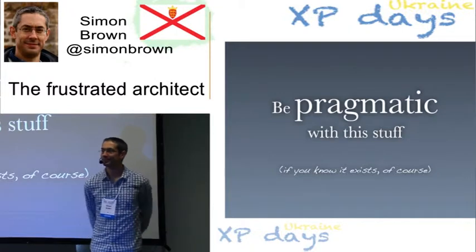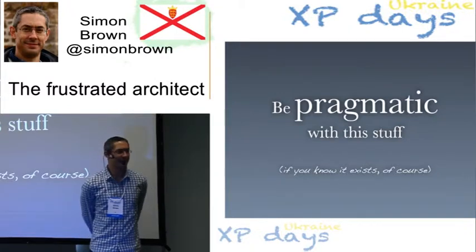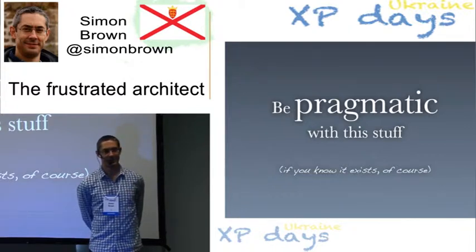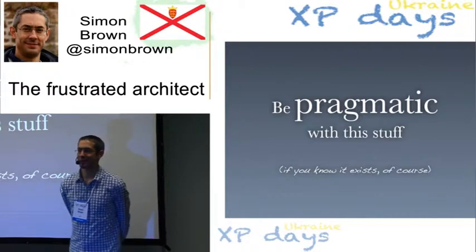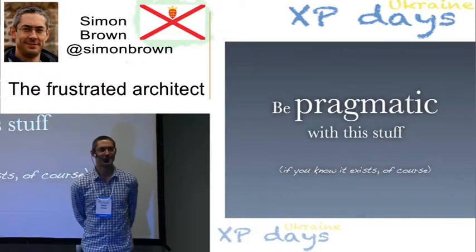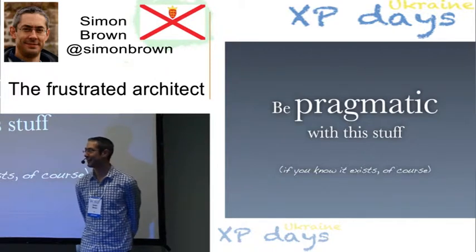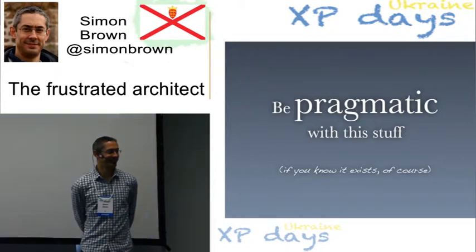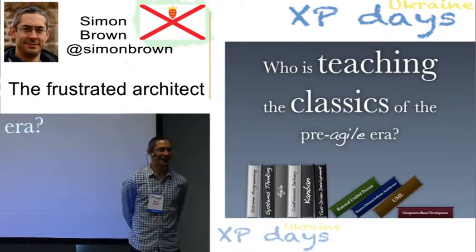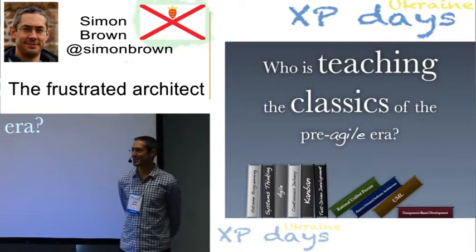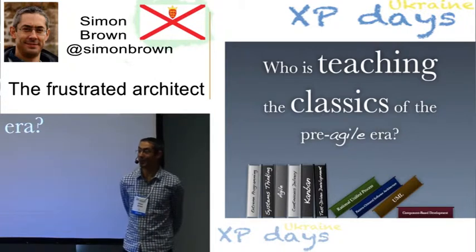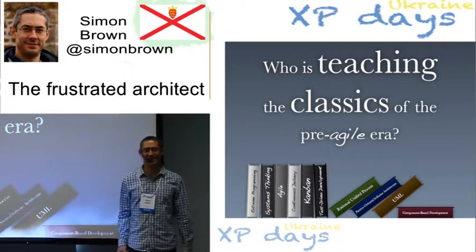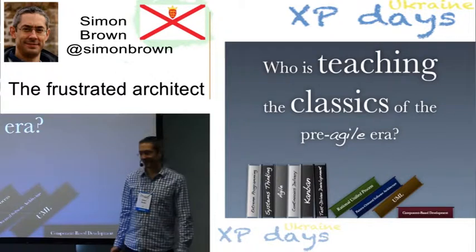But here's the thing. If you don't know it exists, how can you be pragmatic about it? So how many training courses are there at the XP Days conference about Rational Unified Process or UML? None. Why? Because it's not cool. So who's teaching all the old stuff? The classics of the pre-Agile era? The answer is basically nobody, because it's not cool. So we have all these old books on our bookshelves gathering dust, and there's some really great stuff in there, which I think is a shame.